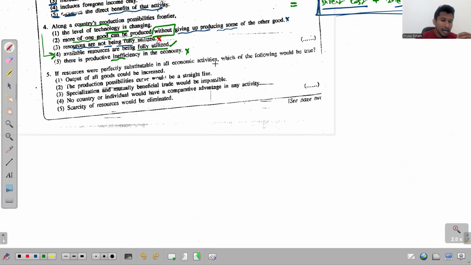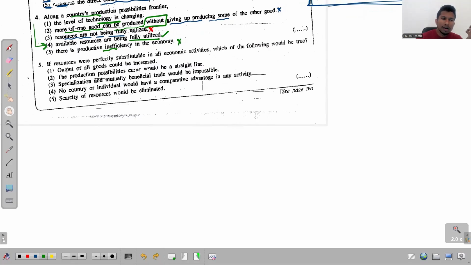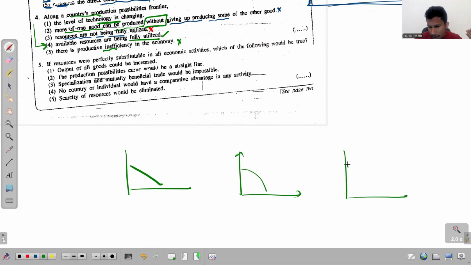So this is not the first time that we get this question. We got the same question in a previous past paper as well, right? Now you know that there are mainly three different shapes for PPCs, right? The first one is the straight line PPC. This one is the PPC which is concave to the origin, and here you get a PPC which is convex to the origin.